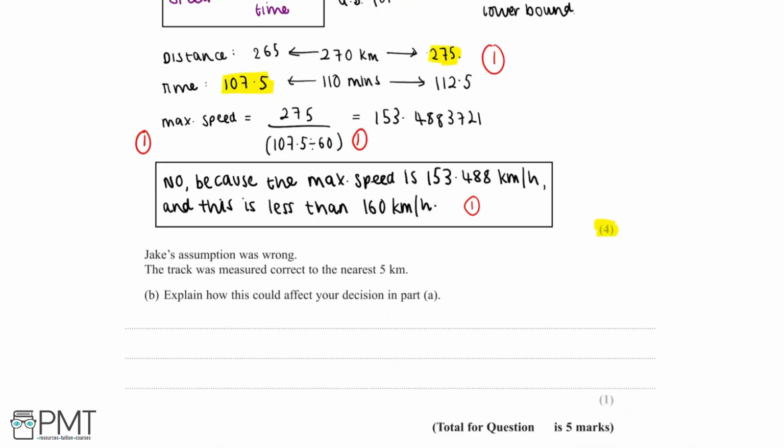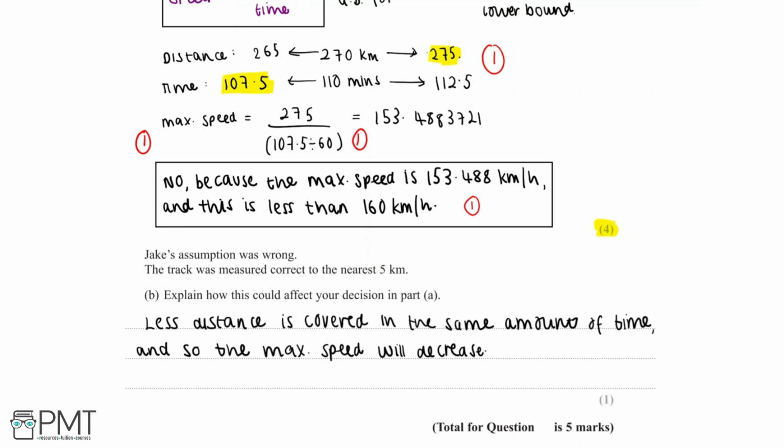Now in part B, we're told that Jake's assumption was wrong, and that the track was actually measured correct to the nearest 5 kilometres, and we need to explain how this could affect our decision in part A. If the track was measured correct to the nearest 5 kilometres rather than the nearest 10 kilometres, we'll have a smaller distance covered in the same amount of time. Since we have a smaller distance, the value for speed calculated in part A will decrease. So we can write this in our answer box: less distance is covered in the same amount of time, and so the maximum speed calculated in part A will decrease, and this will allow us to get the 1 mark needed for part B.